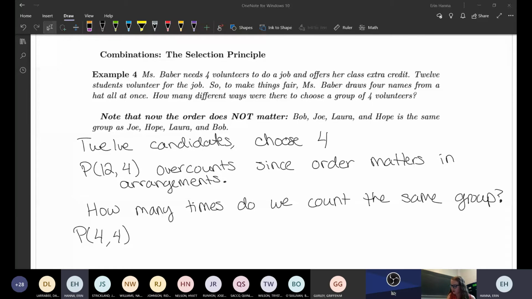So we can find out what that is by either doing 4 factorial over 4 minus 4 factorial, or we already found that the arrangement on n elements into n groups is just going to be n factorial. So this is going to be 4 factorial, which turns out to be 4 times 3 times 2, which is 24. So essentially we're overcounting by 24 groups.